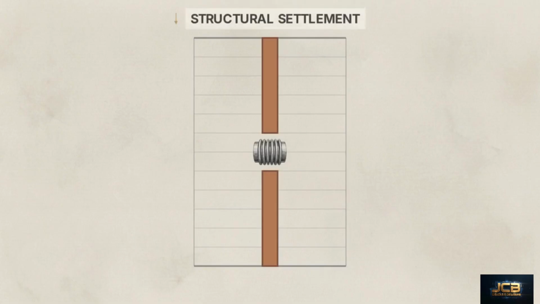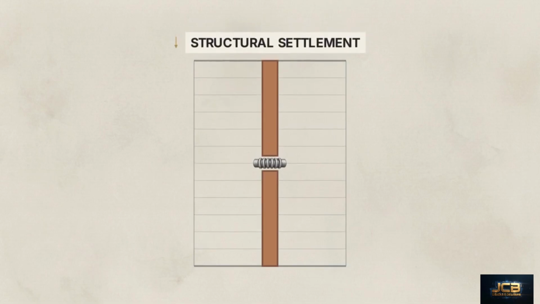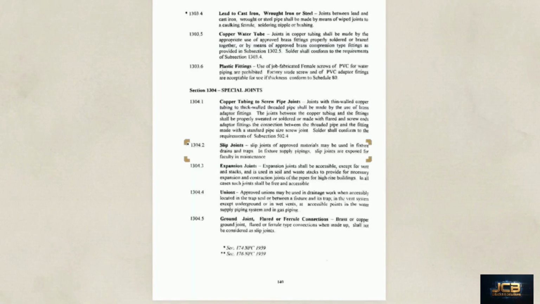Beyond material differences, connections must compensate for structural stress. High-rise soil and waste stacks require expansion joints to absorb the natural settlement and thermal movement of the building. Slip joints are permitted in fixture drains and traps, but due to their design, the code places severe access restrictions on them. If used in supply piping, they must remain fully exposed for maintenance.